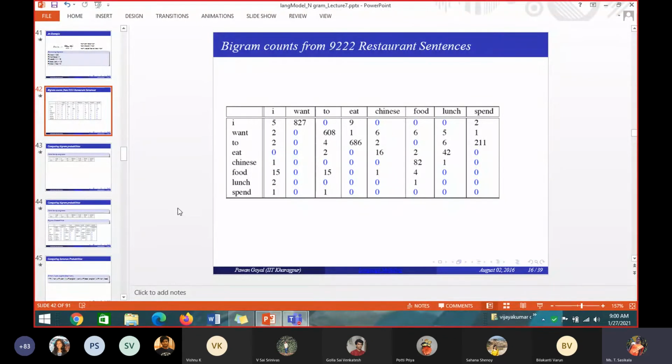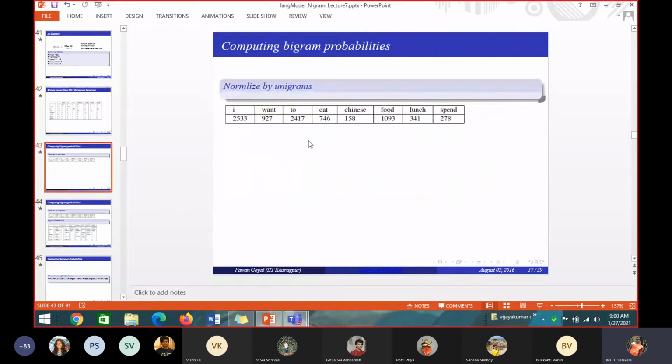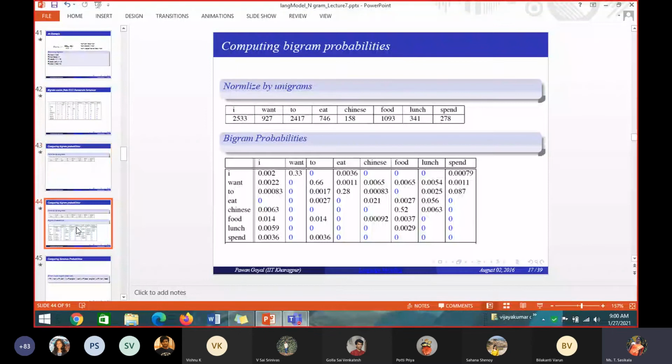So if I want to calculate the bigram probability, I want the unigram count, that is also given for a few words. Okay, so from that I have calculated the bigram probability. That is what I want. So if I want to compute the bigram probability, I want the number of times the bigram occurs divided by the unigram count. So if I do this, I'll be getting the bigram probability.